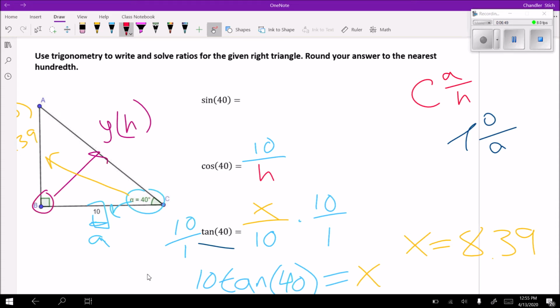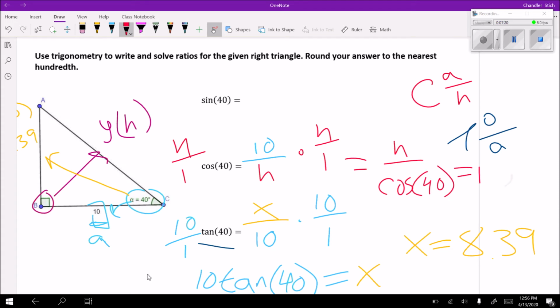Okay, I'm not sure. How do I solve this? Well, I do the same thing I did down below for tan. I want to get rid of that fraction, so how do I get rid of the fraction? Well, I'll just multiply by h over 1 on this side, and h over 1 on this side. And what am I left with? I'm left with h over cosine of 40 is equal to 10.